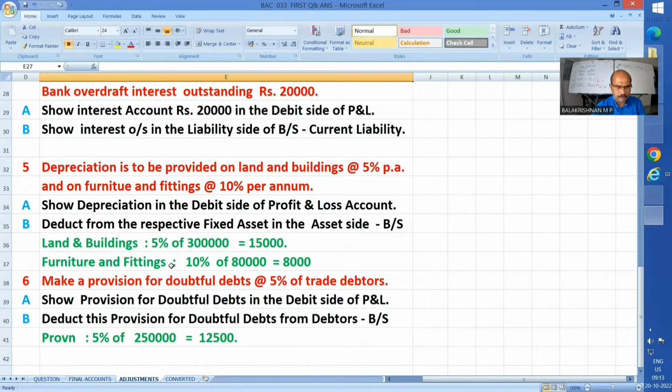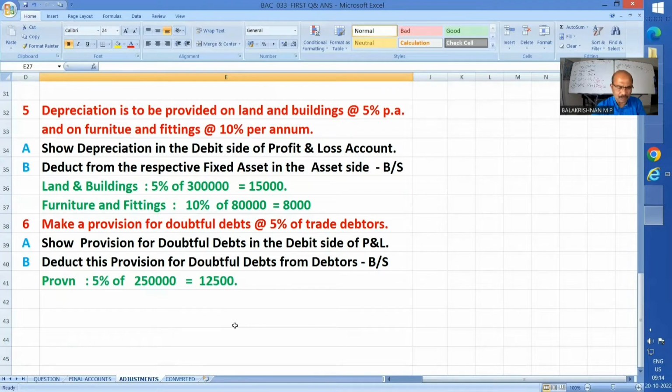Fifth one. Depreciation is to be provided on land and building at rate of 5% per annum and on furniture and fittings at rate of 10% per annum. These are all very much familiar by this time, is it not? Show depreciation in the debit side of profit and loss account, deduct from the respective fixed assets in the asset side of balance sheet. Land and building, 5% of 3 lakh comes 15,000. Furniture and fittings, 10% of 80,000 comes 8,000. Straight case, that's all.